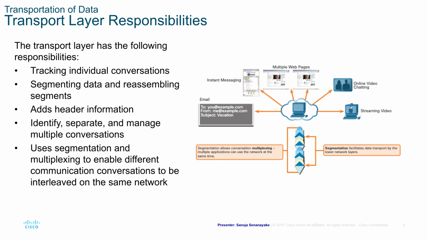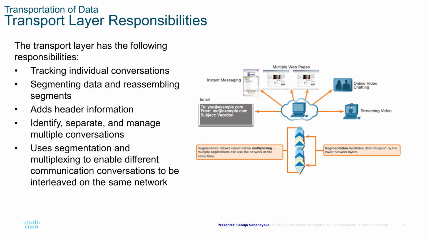Transport layer responsibilities. The transport layer has the following responsibilities: tracking individual conversations, segmenting data and reassembling segments, adding header information, identifying, separating and managing multiple conversations, and using segmentation and multiplexing to enable different communication conversations to be interleaved on the same network.